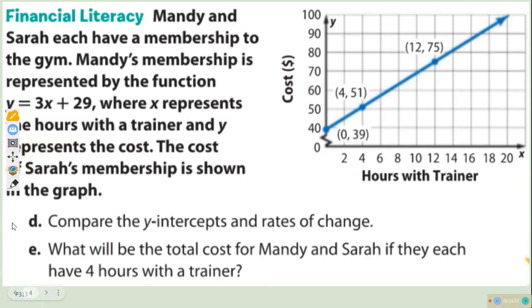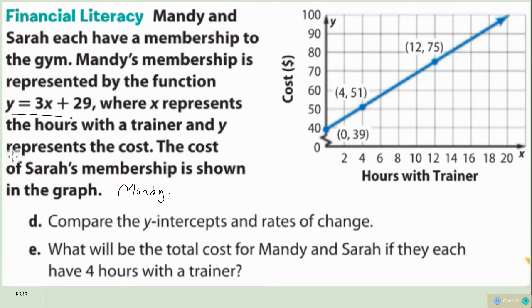So now we're going to do a practice problem here. We have Mandy and Sarah. They each have a membership to the gym. Mandy's membership is represented by the function y equals 3x plus 29, where x represents the hours with the trainer and y represents the cost. The cost for Sarah's membership is shown in the graph. So we're going to look at the two of them. First, we're going to look at Mandy.